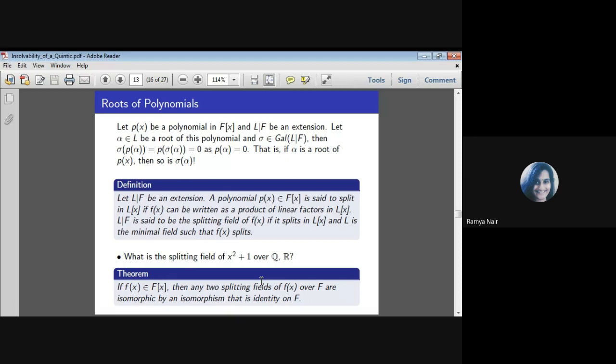Suppose my base field is R now. In that case, which is the smallest field where this splits? The splitting field has to be an extension of the base field. So the question I'm asking is, what is the splitting field of x squared plus 1 over R? The extension I'm asking for is an extension of R. Which is the smallest field over R where this polynomial splits completely?